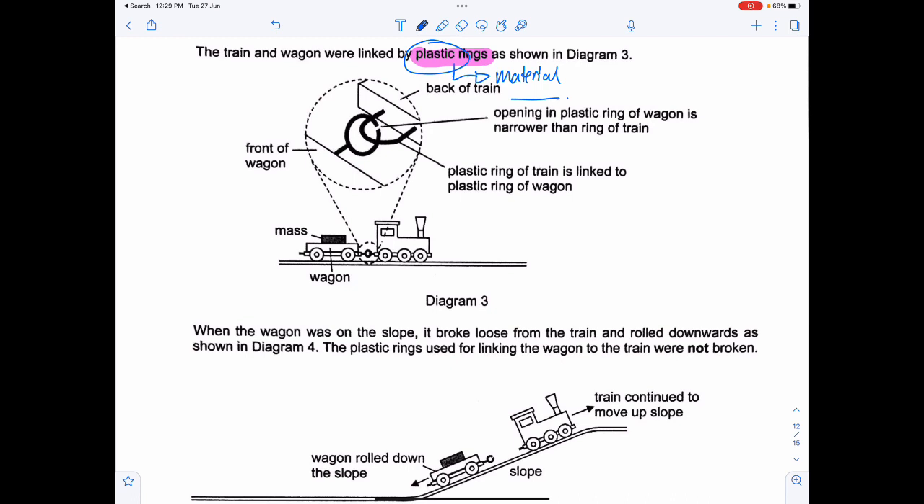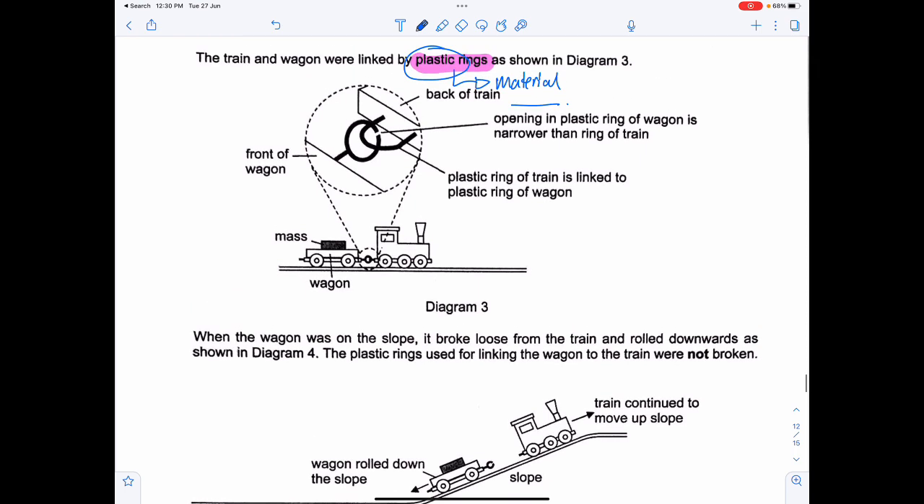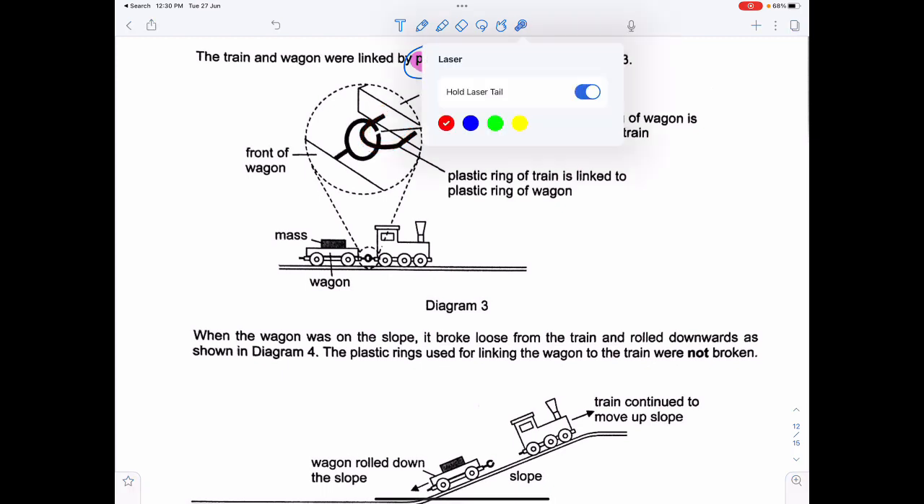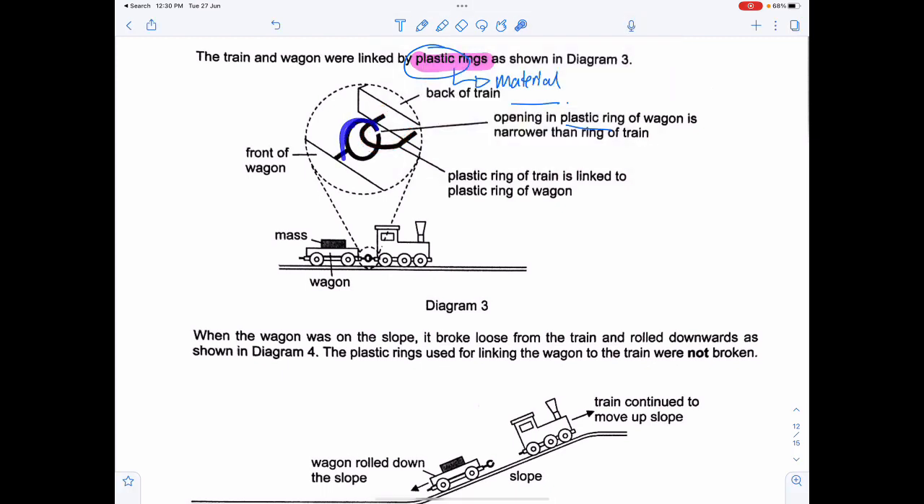Remember I told you PSLE questions are very authentic. They told you the opening of the plastic ring of the wagon is narrower than the ring of the train. So this is the ring of the train, and this is the opening. Because it's narrower, by right it should not be able to pass through. This part highlighted in red should not be able to pass through this part highlighted in blue, because the gap over here is smaller than the thickness.